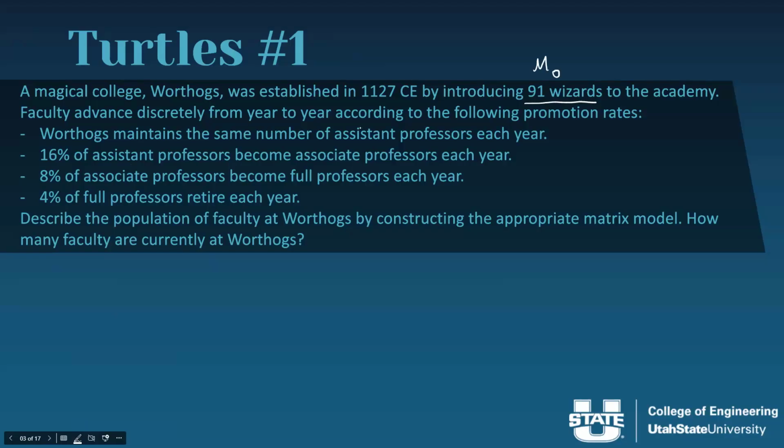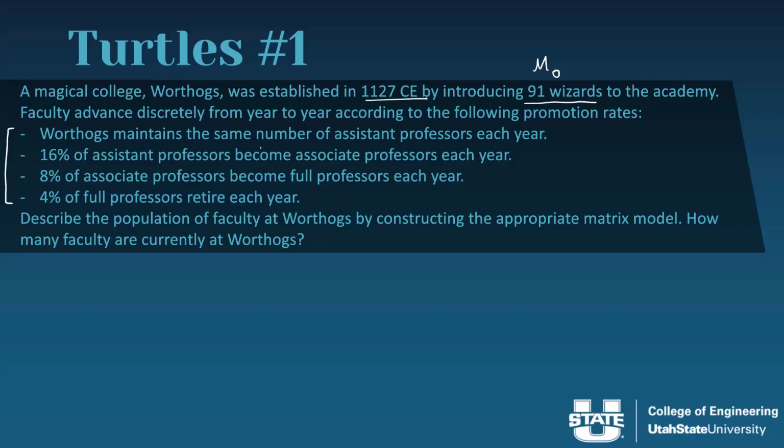To the academy, faculty advance discretely according to the following promotion rates. So we're going to use these promotion rates to determine our matrix of how people are moving through this system throughout the years. And then it wants us to eventually determine how many faculty are currently at Warthogs. So if it was started in 1127 and it's currently 2025, then that difference is a really big number. So we're essentially taking the limit as it goes to infinity, but we can calculate it actually if we want to.